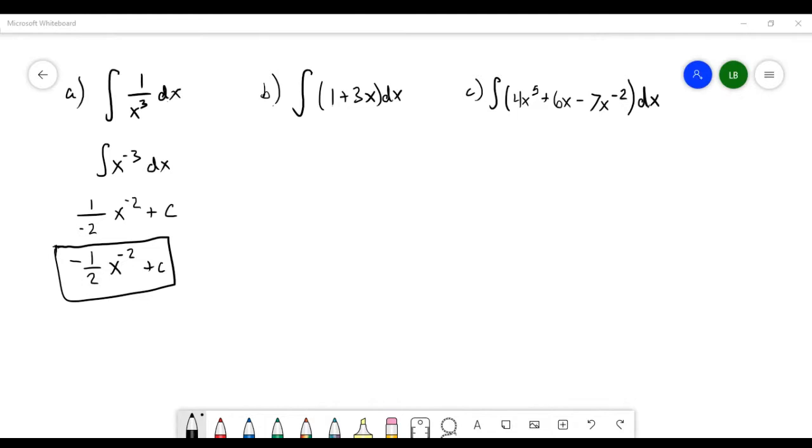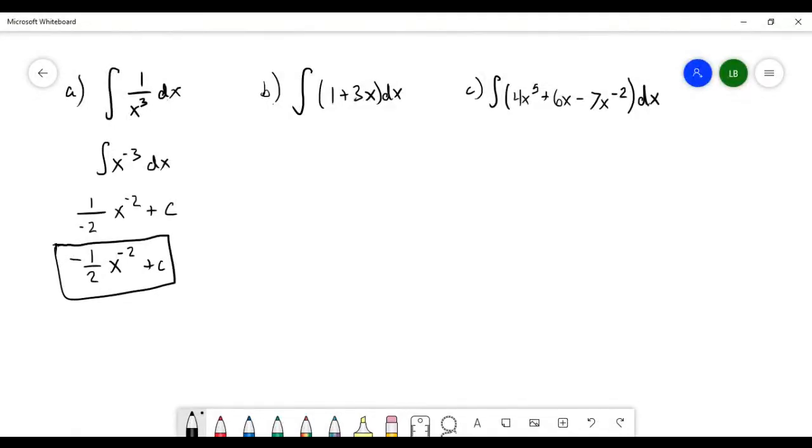You get 1x plus 3/2 x squared plus c. Yep, that's correct. This one we can integrate just using our constant rule. It becomes a 1 times x, which I'm just going to write as x. Then we use the power rule again on this 3x. We get 3/2 x squared plus c.